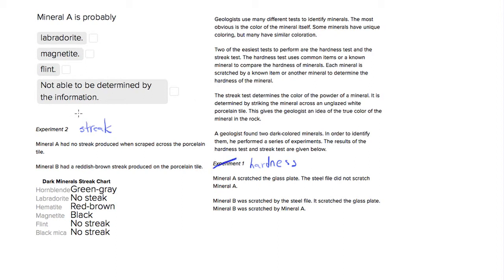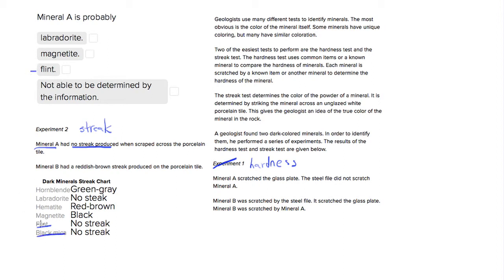In experiment two, it tells us that certain minerals are associated with certain streaks. So let's look at the part about mineral A. It says mineral A had no streak produced when scraped across the porcelain tile. So let's look at our chart. We see that there are two things with no streak. We have flint, which is one of our answer choices up here, and we have black mica.